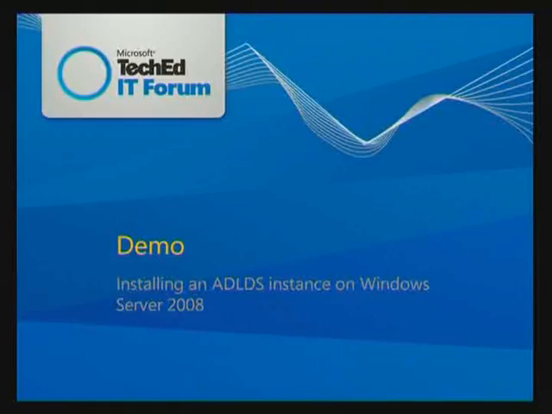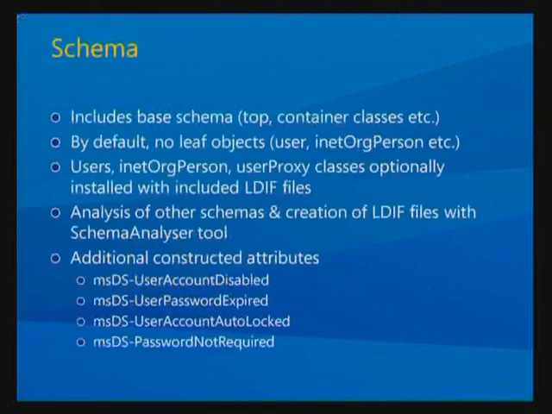So the first thing to note is that by default, Active Directory Lightweight Directory Services doesn't have a fully fledged schema, it just has a base schema, enough to create containers. It has a top class. We can create things like organizational units, organizations, containers, just the base level classes to lay out the directory. But it doesn't contain, by default, leaf objects such as users or inetOrgPerson classes. So that's why I had an import of those LDIF files as part of my installation. I have now extended the schema with the necessary object classes to create users and proxies and things like that.